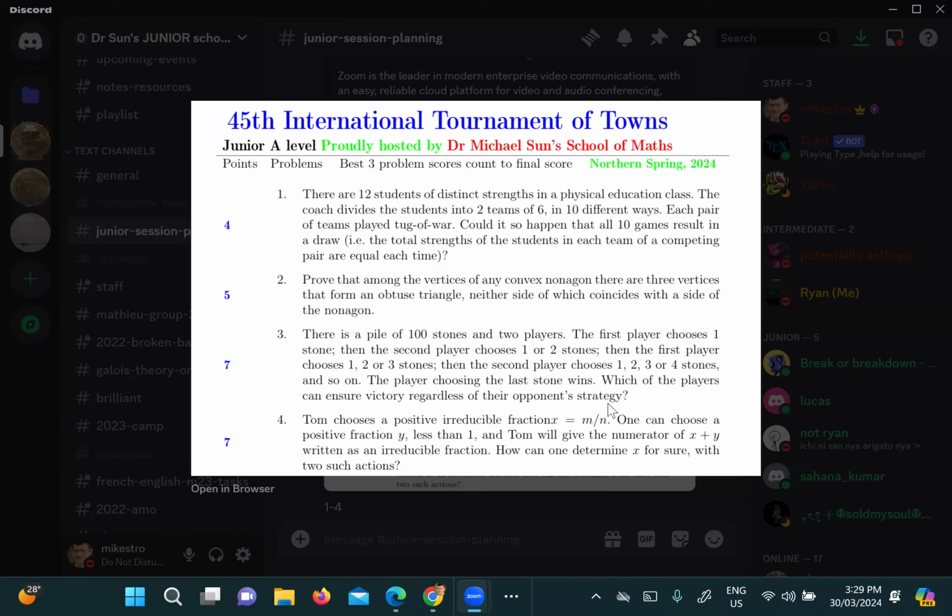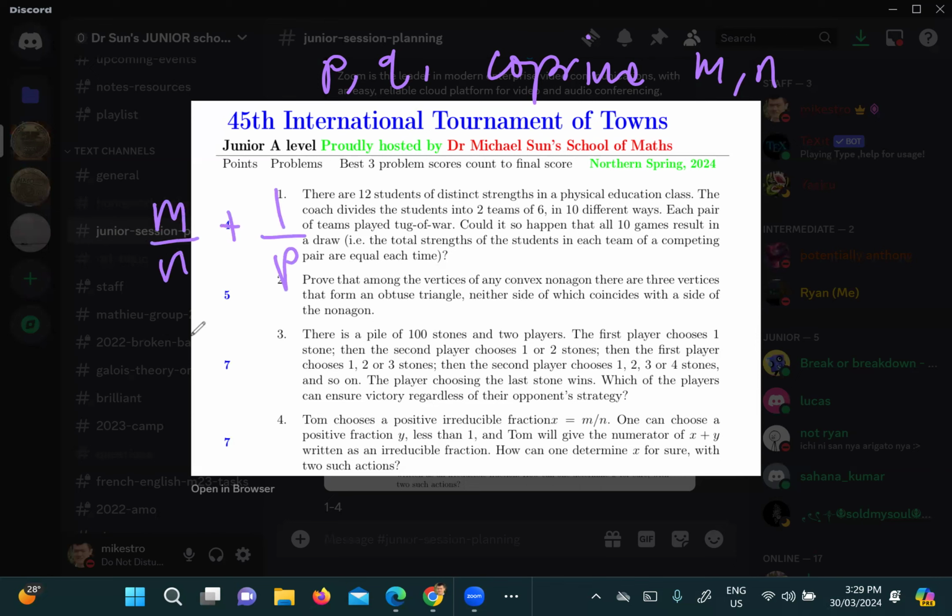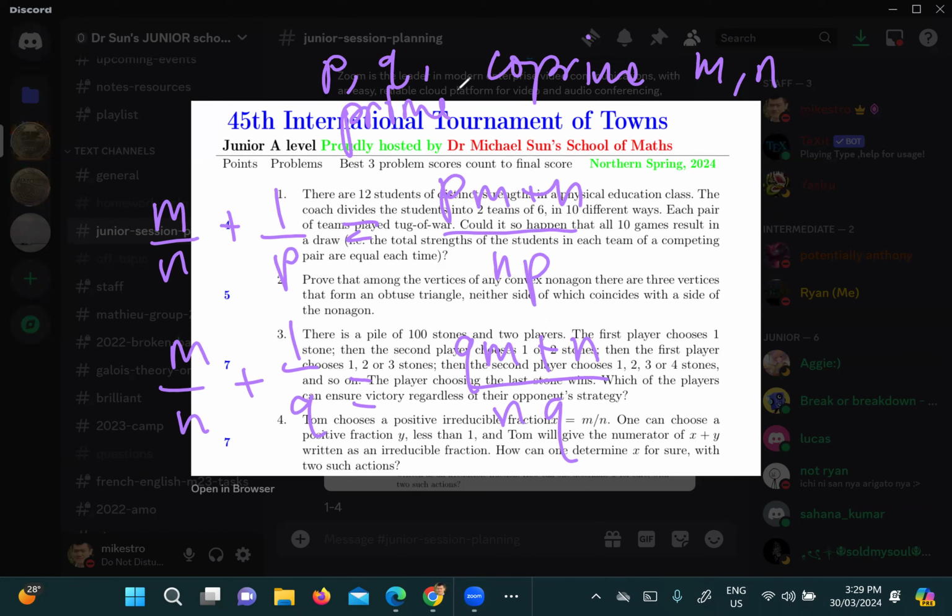So a student gave the following solution. You pick P and Q, coprime to M and N. And then you add 1 on P and you add 1 on Q. And what you get is PM plus N on MP, and QM plus N on NQ, right?